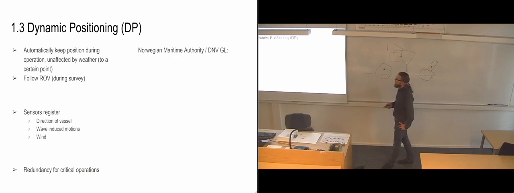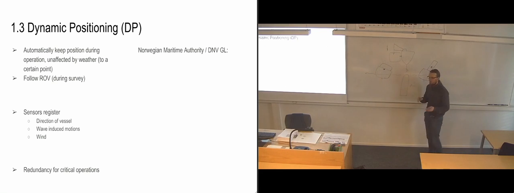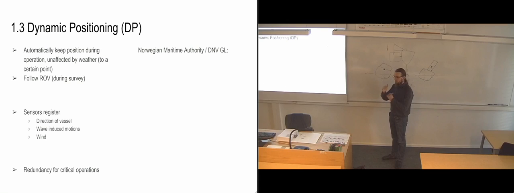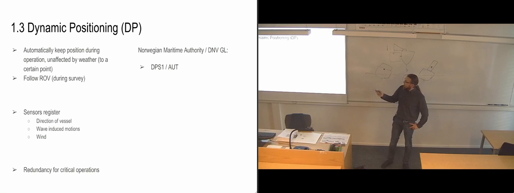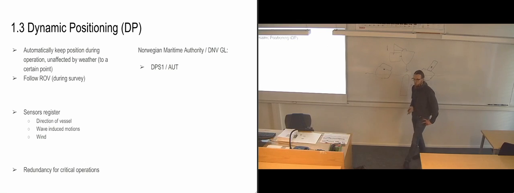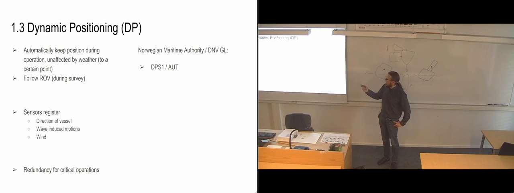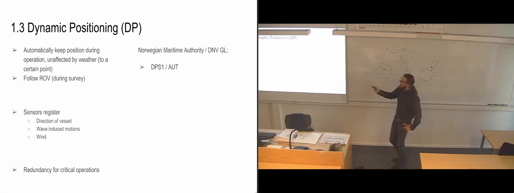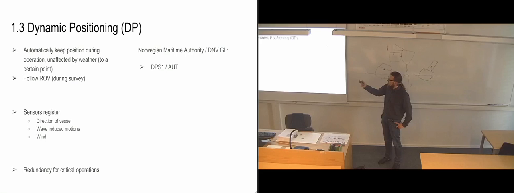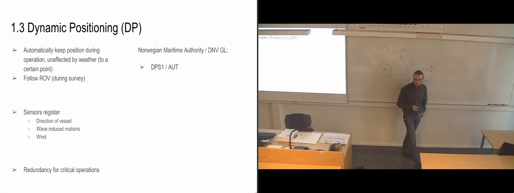So according to the Norwegian Maritime Authority and also DNV, they have two different ways of signifying what DP class the ship has, but they are the requirements for setting a DP class, whether it's DNV or the Norwegian Maritime Authority. So the Norwegian Maritime Authority uses DPS and then a number behind it, 1, 2, or 3. And DNVGL starts off with AUT. I haven't checked exactly what that is an abbreviation of, but they add letters behind it. So for the next class, they add one letter, and then for the third class, they add a second letter. So they have a slightly different way of showing what kind of DP class it is.